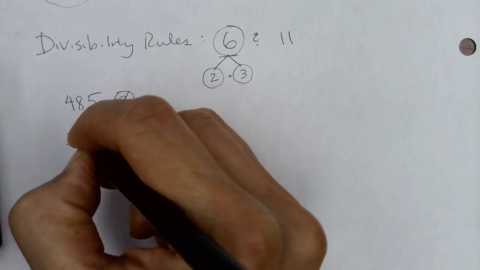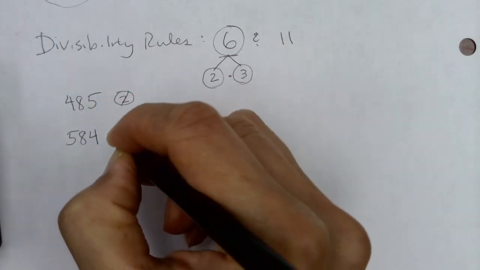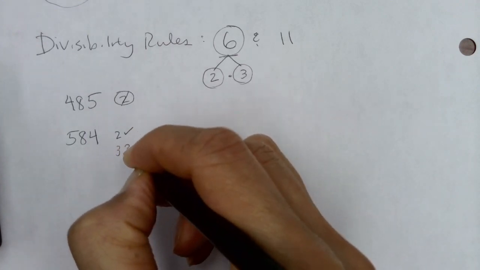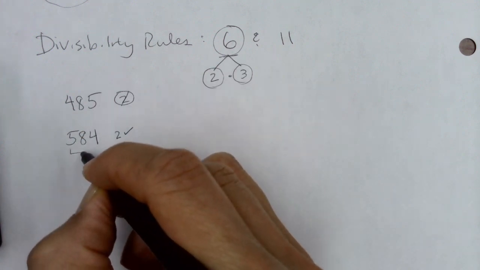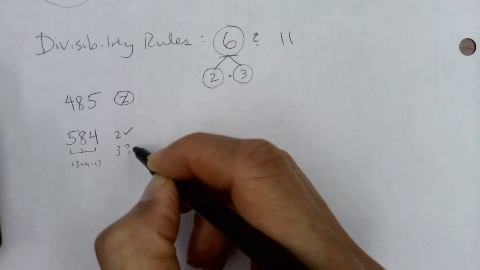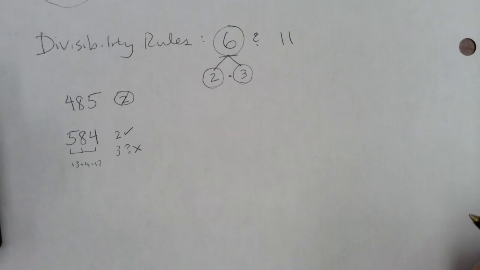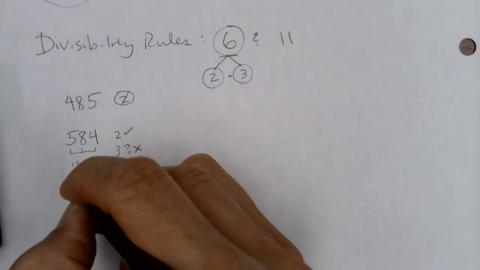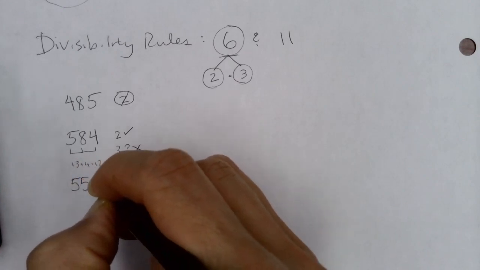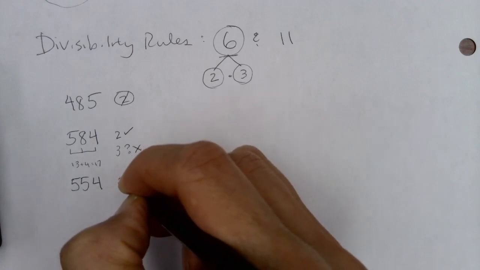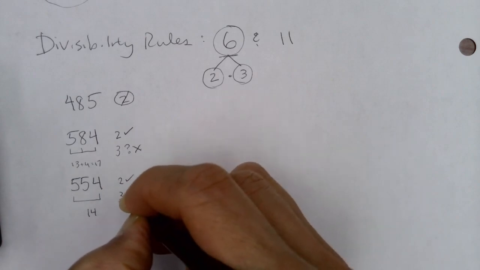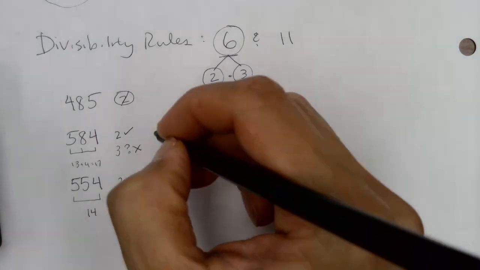What about 584? Okay, that is even. It's divisible by 2. And then is it divisible by 3? Well, let's do what we do. Add up the digits. 13 plus 4. 17 is not divisible by 3, so no. What about 554? It is even, check. And its digits add up to 14, so no, it is not divisible by 6.